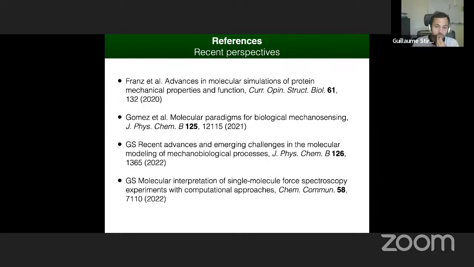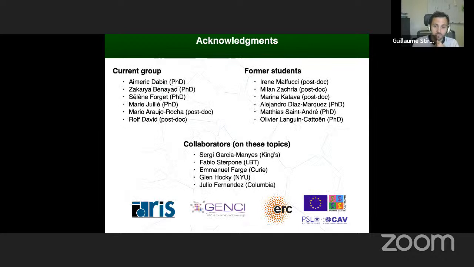And I'm going to stop here just to mention some people involved in all this work. Steered MD, I mean, it's very important to have the experimental connection to compare your results with, and it's also often used actually to explain experimental results. So it's benefiting from many people doing the experiments. And here's the group of Garcia Mañez for most of this talk here. Emmanuel Farge at Curie, Julio Fernandez, one of the pioneers of single molecule, who was in Columbia and now retired. And so Glenn at NYU for some ongoing projects as well.